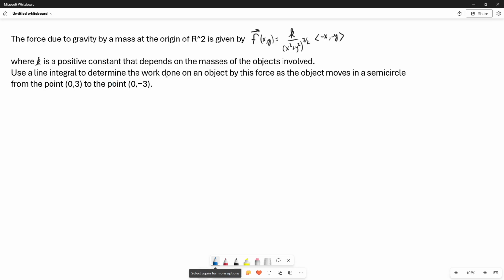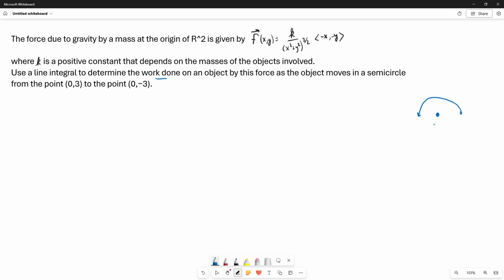So we're going to determine the work on an object by this gravitational force as the object moves in a semicircle from one point to another. So we have an object at the origin, maybe think of that as the sun, and that's going to be exerting gravity on a point that's moving in a semicircular arc around it. Maybe think of that as the Earth. And we want to find the work that's done on the object by this force.